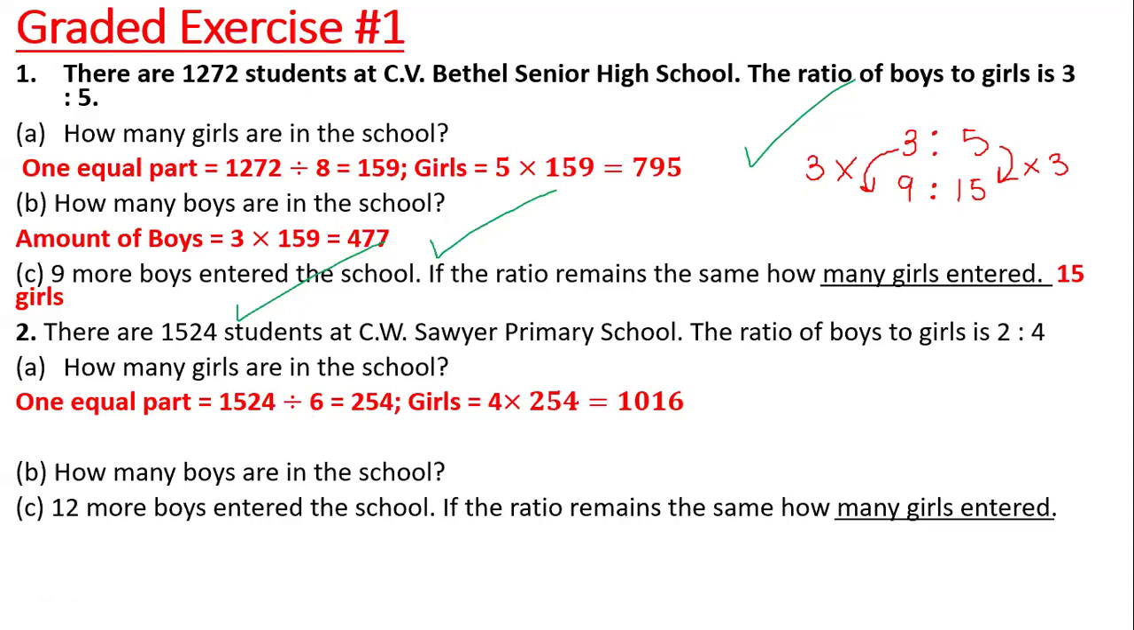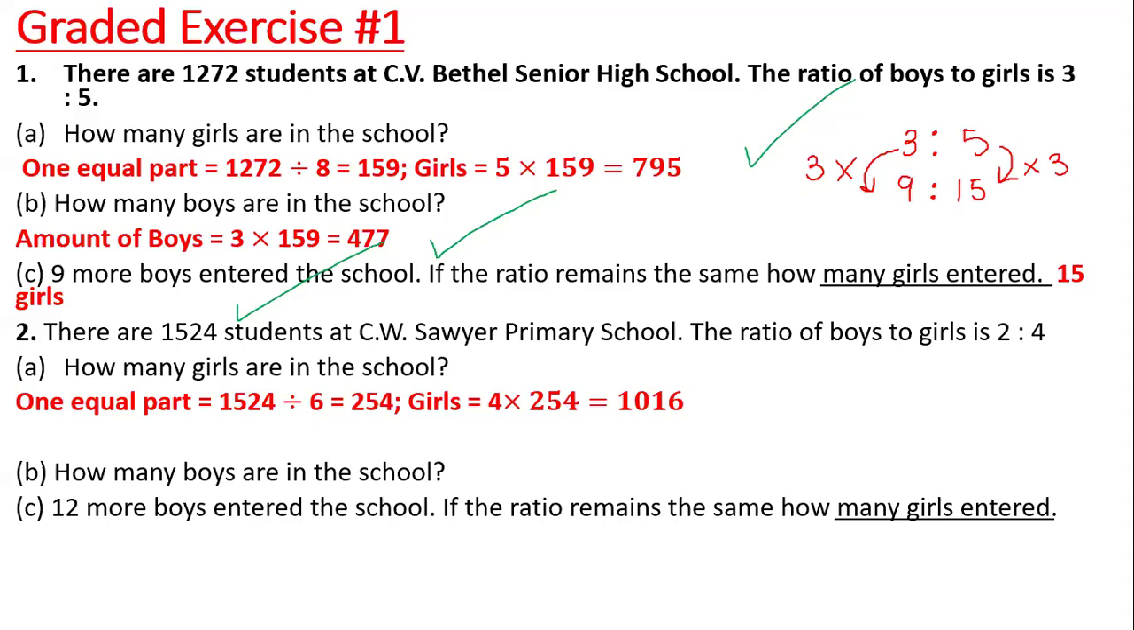Which is? What is 2 plus 4? 2 plus 4 is 6. So 1,524 divided by 6. And what does that give us when we divide it? 257. 257, very good. 254 rather.